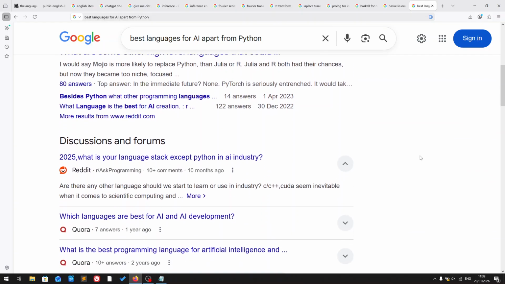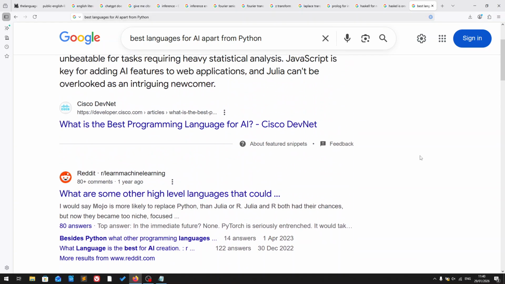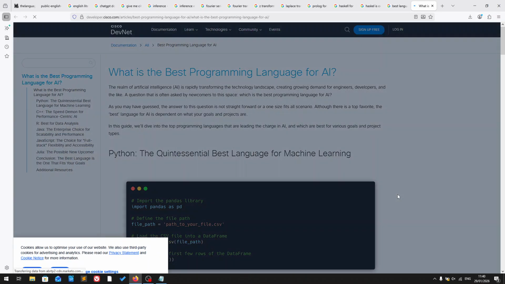JavaScript is being used for AI applications, right? And we are reading Cisco. So, what's the best programming language for AI? Let's go through this.